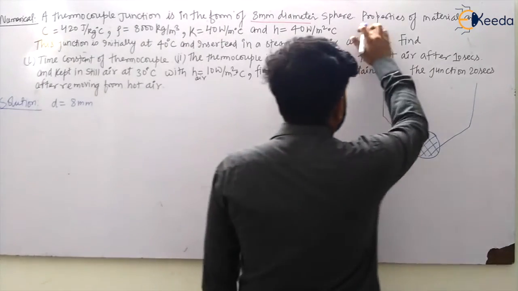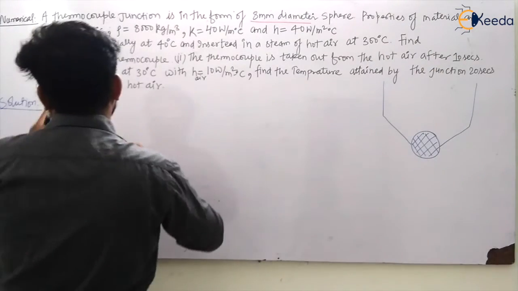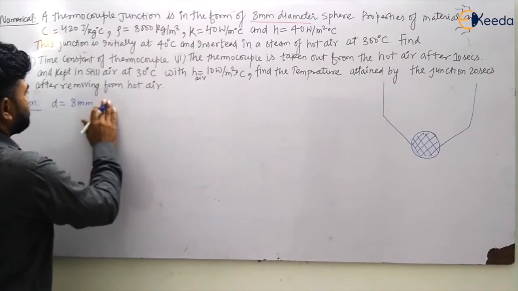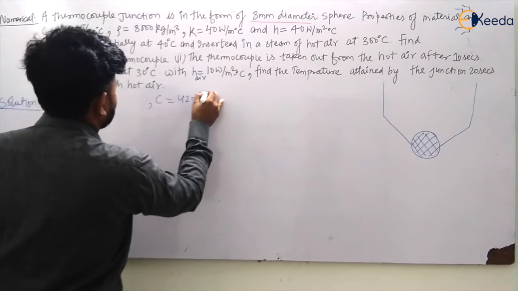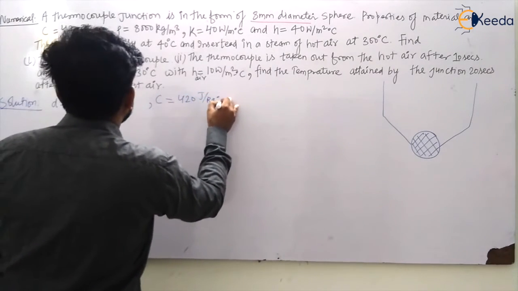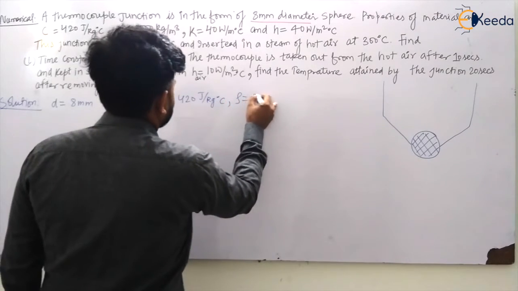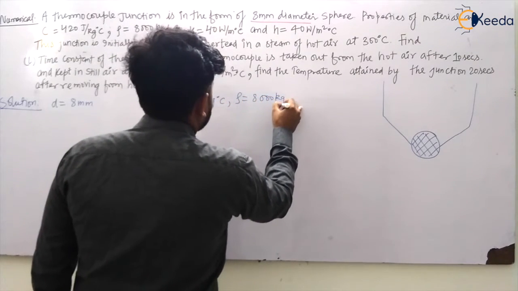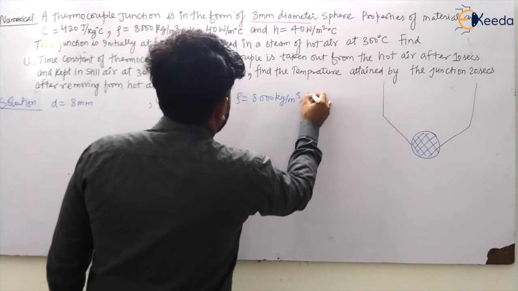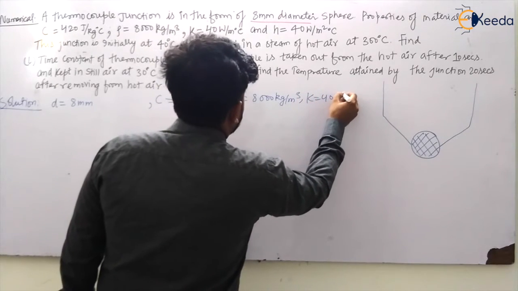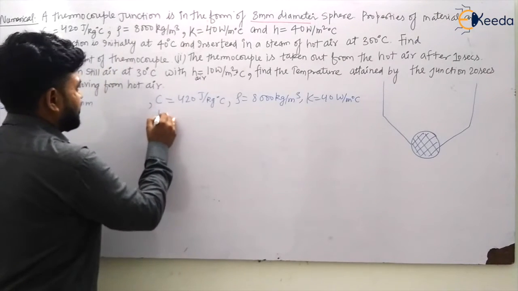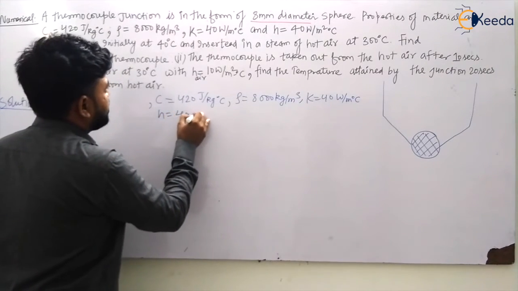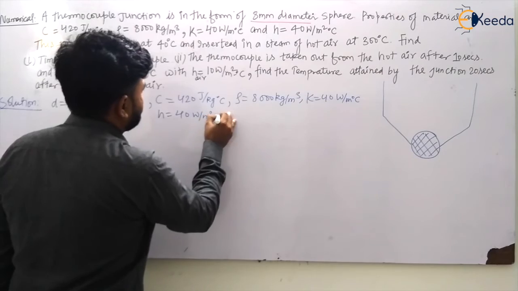Now the properties of the material: specific heat C they have given as 420 joule per kg degree Celsius, and rho they have given is 8000 kg per meter cube, and conductivity they have given to be 40 watt per meter degree Celsius, and heat transfer coefficient h they have given to be 40 watt per meter square degree Celsius.